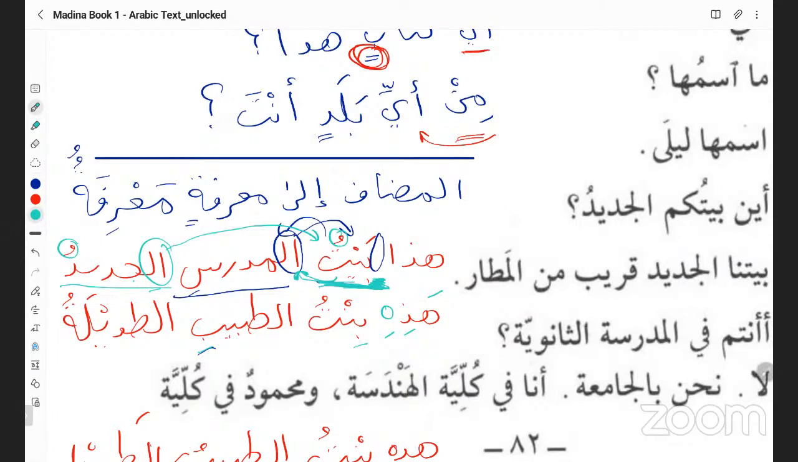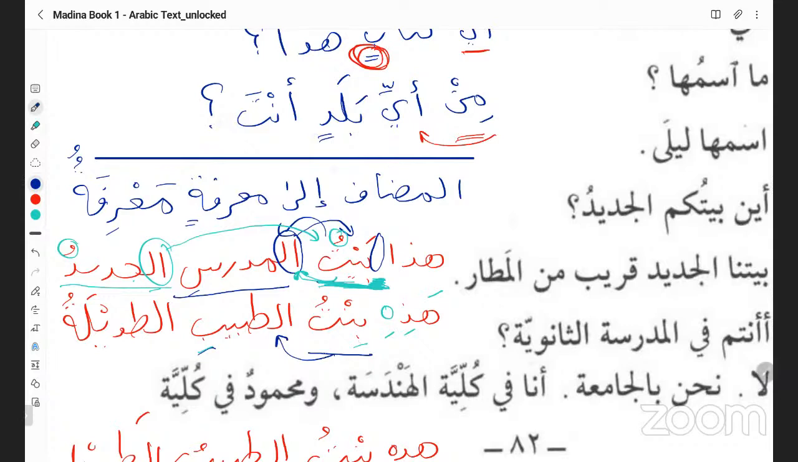But here we have bintu. There's no al on there, but it's mudaf to a word that has al. So a mudaf, that is a word that is mudaf to a ma'rifa word, becomes ma'rifa. So bint is mudaf to the word al-tabib, which is ma'rifa. Therefore bint becomes ma'rifa. It's considered to be ma'rifa.